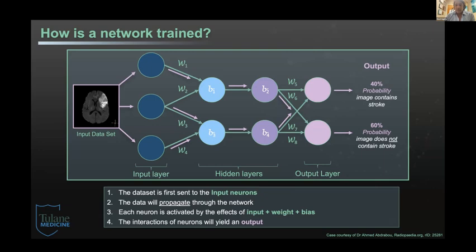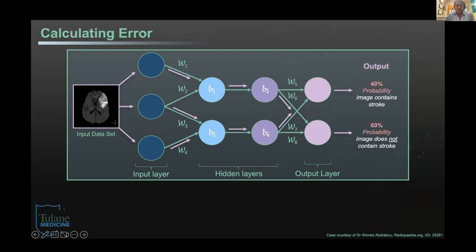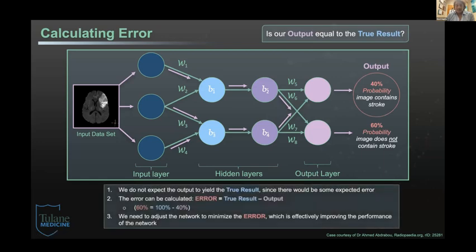So how do we minimize this? Again, we're utilizing the algorithm. Again, our output is not equal to the true result. We have a high error here. The error is calculated as the true result, which is 100%, minus the output, which is 40%. So the error is 60% here. We have to adjust the network to minimize error, which is effectively improving the performance of the network.